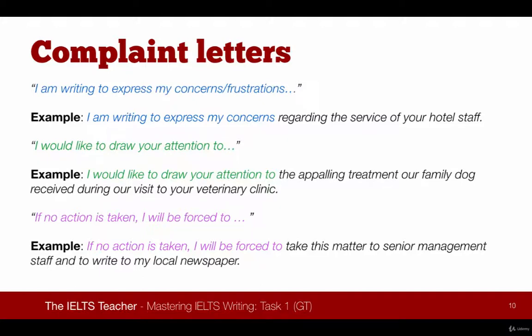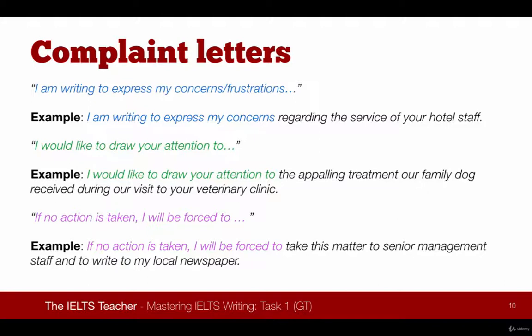I would like to draw your attention to. That may sound a little bit informal to you, but don't worry, trust me, that's definitely a formal expression. I would like to draw your attention to the appalling treatment our family dog received during our visit to your veterinary clinic. Okay, so we're writing to a vet there.